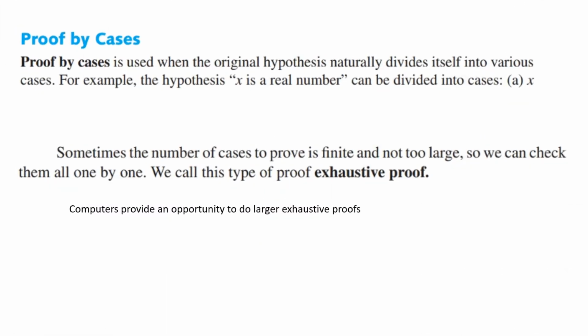The next kind of proof we're going to talk about is called proof by cases. And this is used when the original hypothesis naturally divides itself into various cases. Sometimes the number of cases to prove is finite and not too large, so we can check them all one by one. That type of proof is called an exhaustive proof. Computers, with their great calculating capability, provide an opportunity to do larger exhaustive proofs.